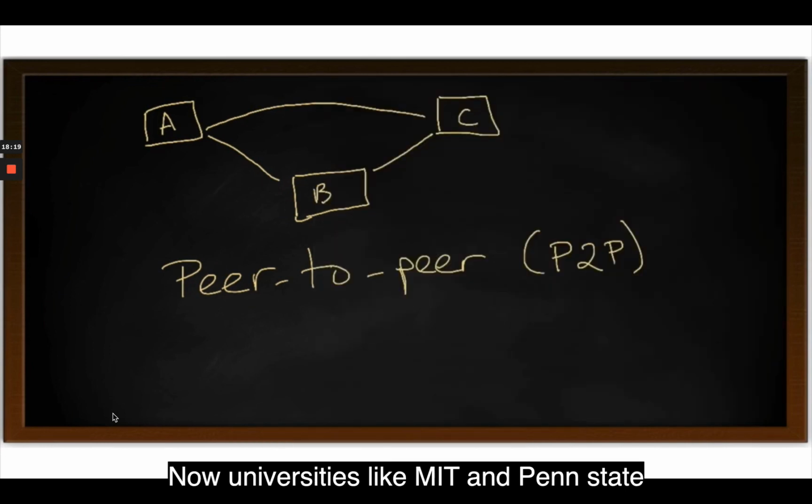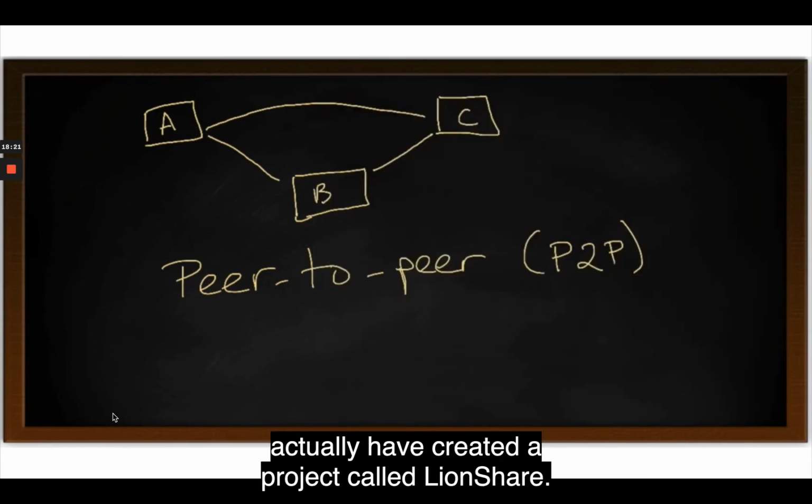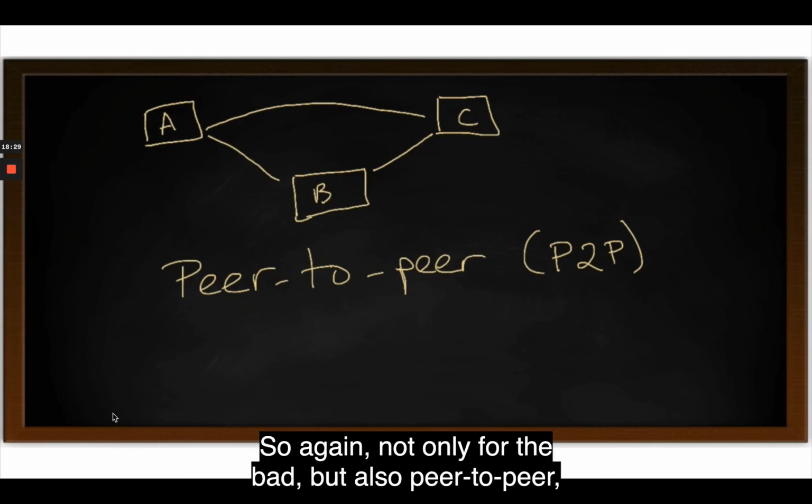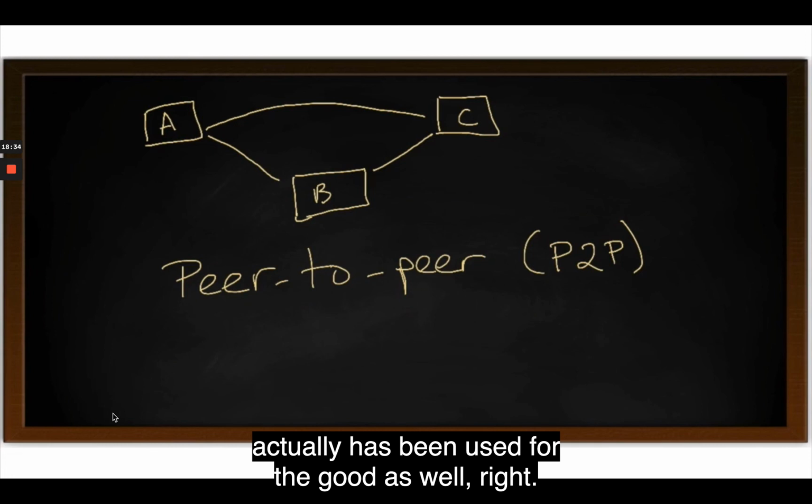Now, universities like MIT and Penn State have created a project called Lionshare, and that is designed to share files among educational institutions globally, right? So again, not only for the bad, but peer-to-peer has also been used for the good as well, right?